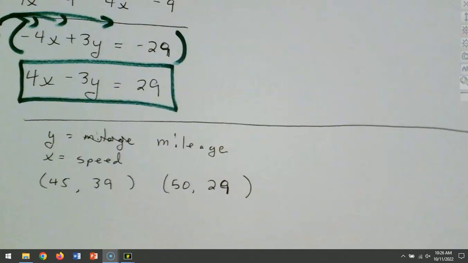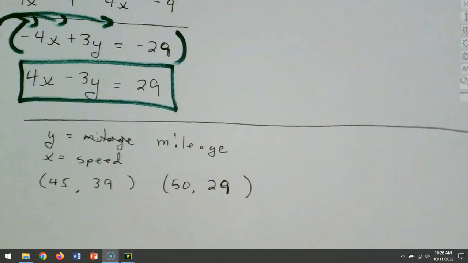Your slope should be negative. Why should your slope be negative? If we think about this, as we drive the car faster, we know from common sense, what happens to the miles per gallon? It goes down, right? We know that. That's common sense. My slope here should be negative because the faster I go, the lower the gas mileage is.